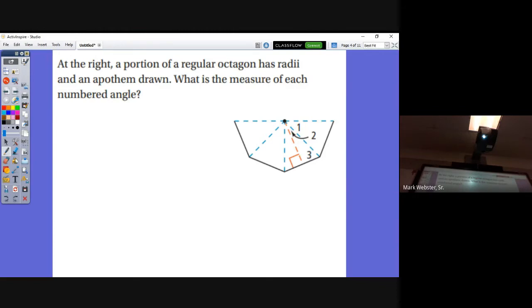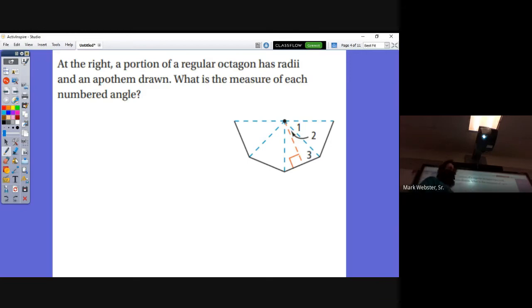So one of the things, I'd say there's probably 2 ways to go about doing it. And I saw 2 different ways as I was walking around too, which is great. Some of you are going to say, all right, well, this is half of an octagon. So this piece is 180, and there's 4 sides right here. So 180 divided by 4, 45, right?